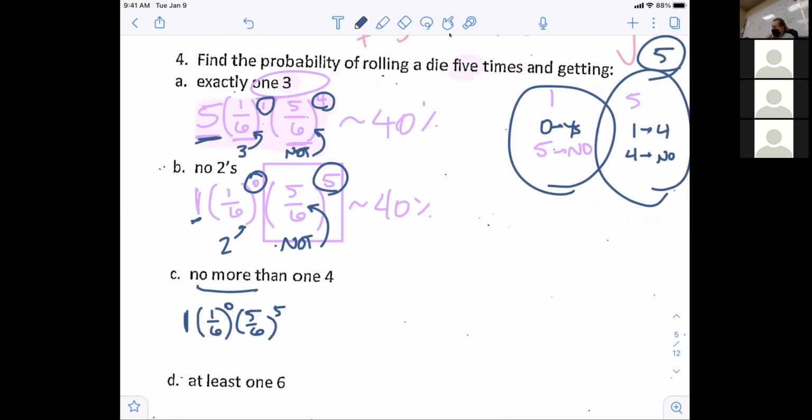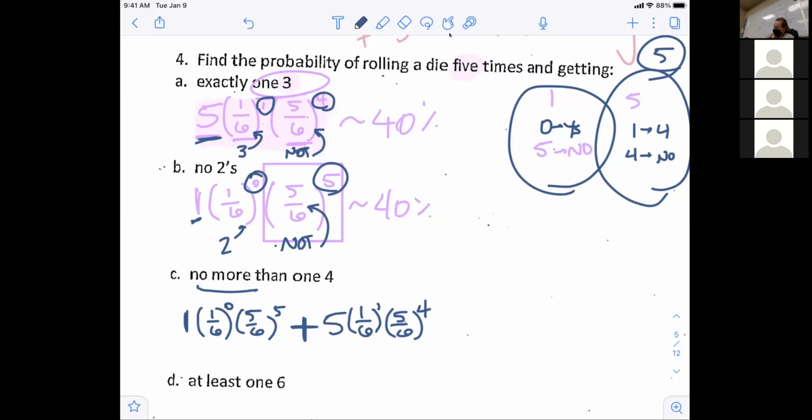Now, that's not my only answer. I could also, it's also okay if I have 1 4. So again, my coefficient is 5. My probability of rolling a 4 is 1 over 6. It's only okay to have 1, so I'm going to have that to the first power. All my other rolls have to be not 4, so I have to do 5 over 6. And my 4 rolls must be that.